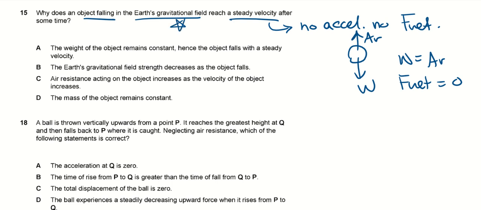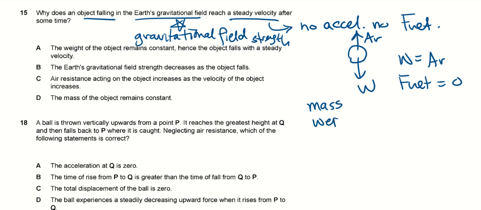You need to memorize the definition of gravitational field. You need to memorize the definition of gravitational field strength. What are the things that you also need to memorize? Definition of mass. Definition of weight. So these are the things that you need to memorize.